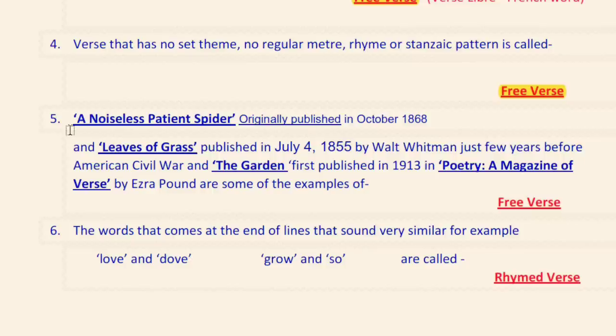Let's see question number 5. A Noiseless Patient Spider, originally published in October 1868, and Leaves of Grass, published on July 4, 1855 by Walt Whitman, just a few years before the American Civil War, and The Garden, first published in 1913 in Poetry, a magazine of verse, by Ezra Pound, are some of the examples of. The answer is free verse.